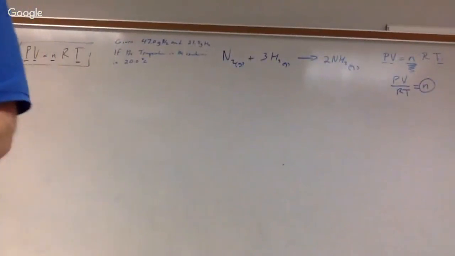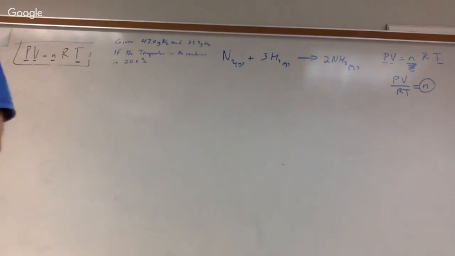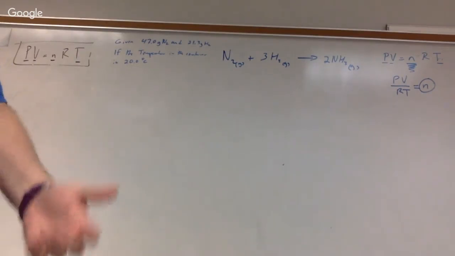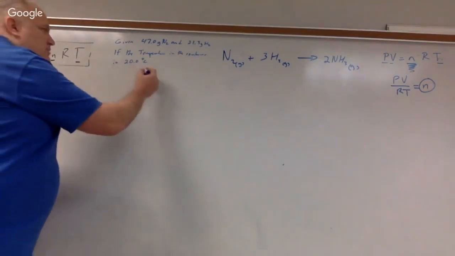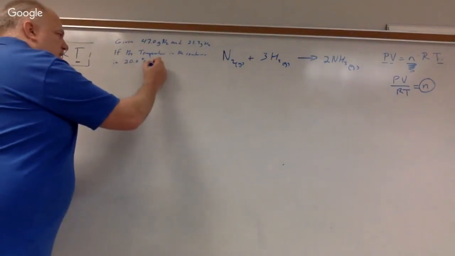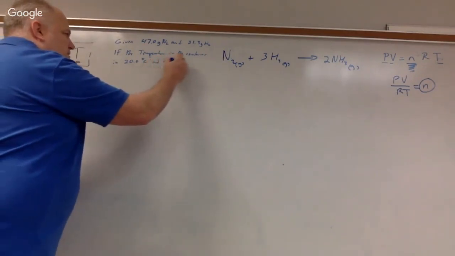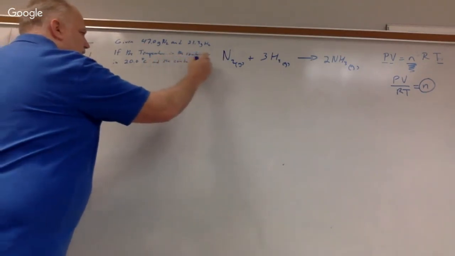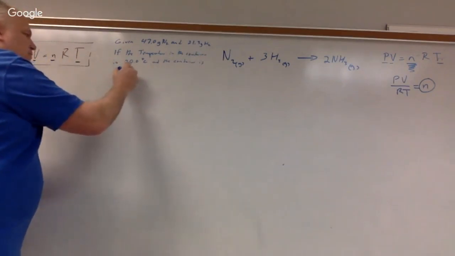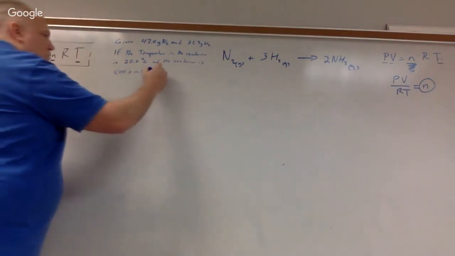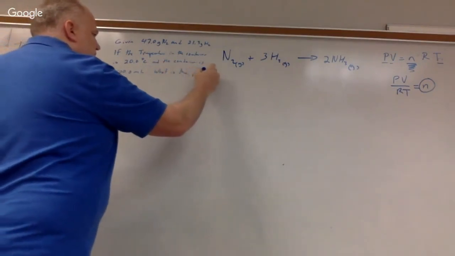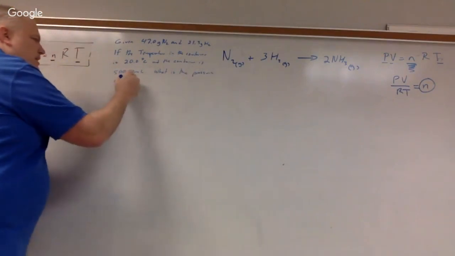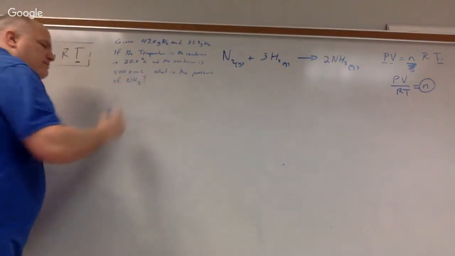You may be wondering why I use 20.0 a lot. You know why I use it a lot? Because it's super easy to add 273.15 to it. Isn't that how we convert from Celsius to Kelvin or vice versa? So I typically do this a lot. Temperature in the container is 20.0 degrees Celsius, and the container is 500.0 milliliters. What is the pressure of NH3?